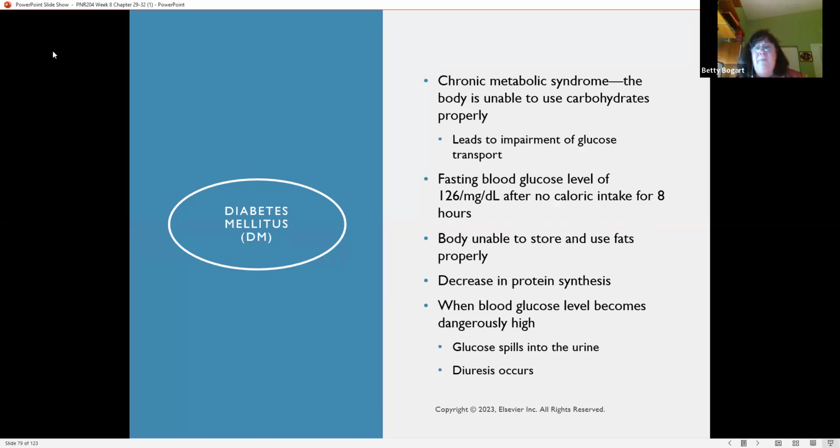Now, diabetes mellitus, this is your blood sugar, all about blood sugars, all about the pancreas and secreting insulin. So what happens with children is the pancreas doesn't secrete enough insulin, does not digest carbohydrates, so there's sugar that's put into the blood system.